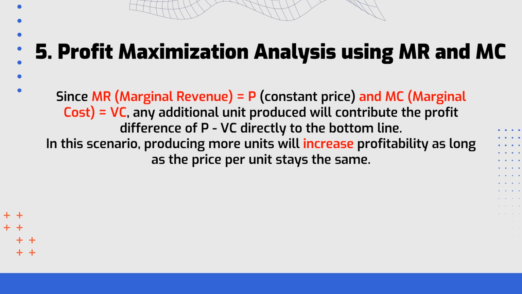However, in this case, the given constant MR and MC indicate that the company can produce more, and producing more units is more than welcome, because every additional unit would bring more money to the company. So it's going to be an extremely profitable enterprise.